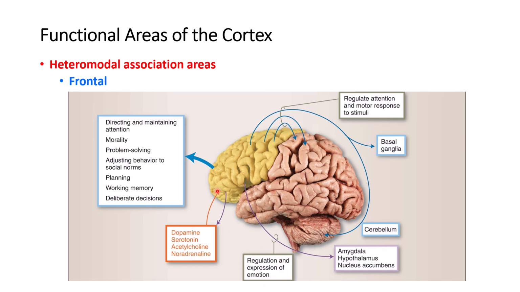The frontal lobe is connected with different parts of the brain, and this is why different neurotransmitters are involved. Dopamine is involved with the emotional response and the drive and everything. You also have norepinephrine or adrenaline, that's for attention, acetylcholine for motor activity, and serotonin is also for some emotional response. So a lot of neurotransmitters are involved in the frontal lobe.